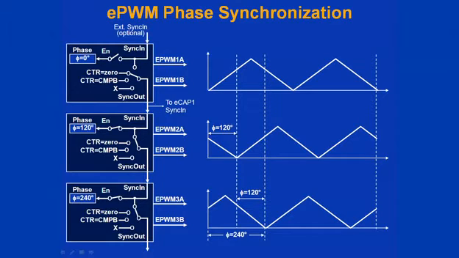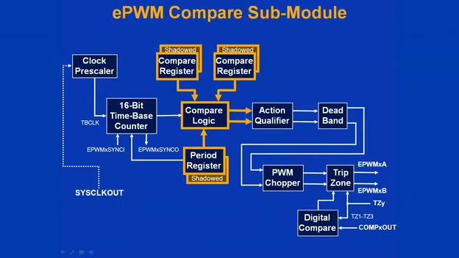If needed, an EPWM module can be synchronized with adjacent EPWM modules. Synchronization is based on a sync-in signal, time-based counter equals 0, or time-based counter equals compare B register. Additionally, the waveform can be phase shifted. The compare submodule uses two compare registers to detect time-based count matches. These compare match events are fed into the action qualifier submodule.